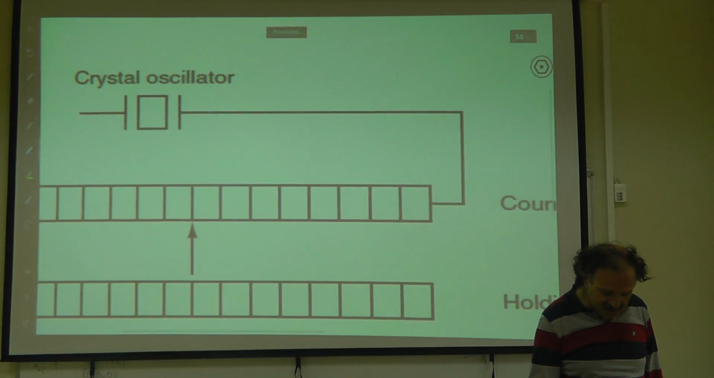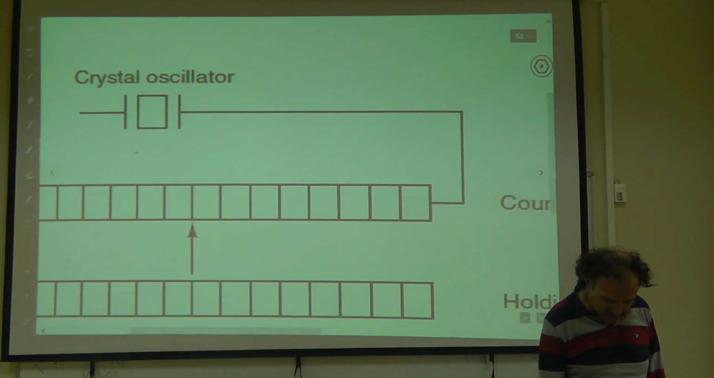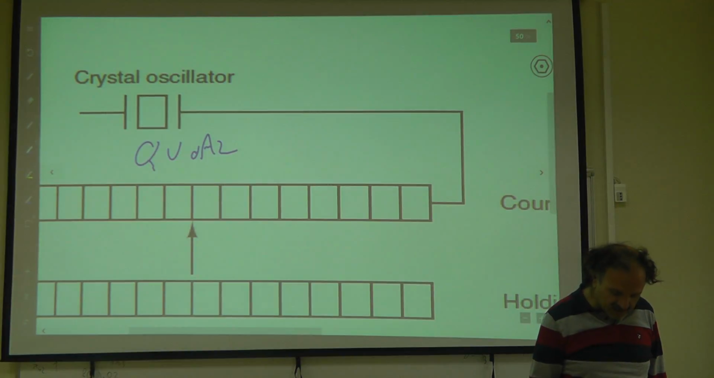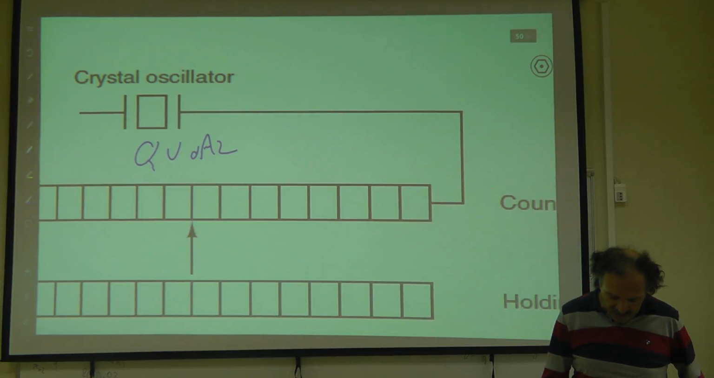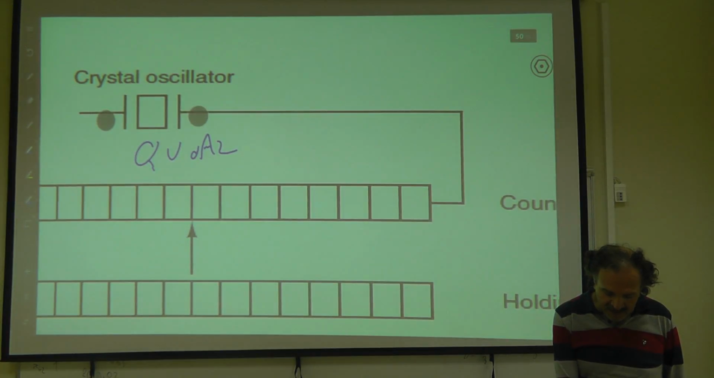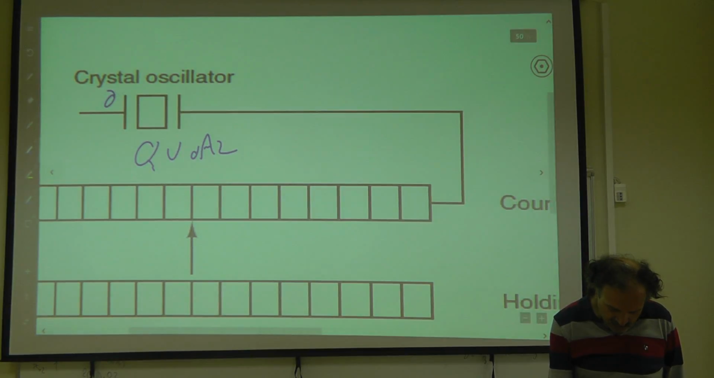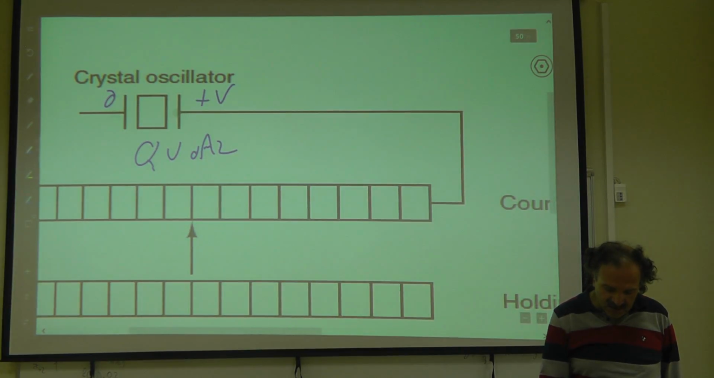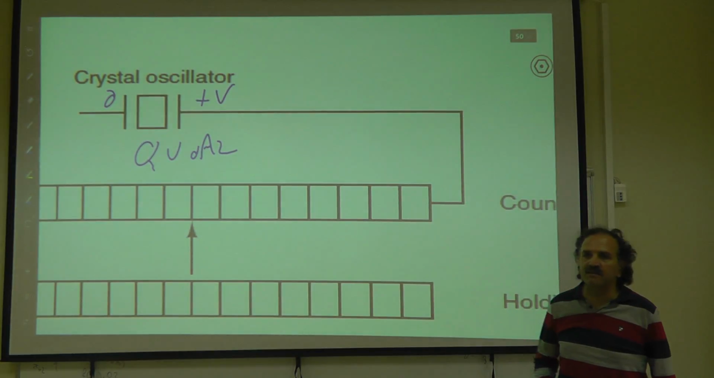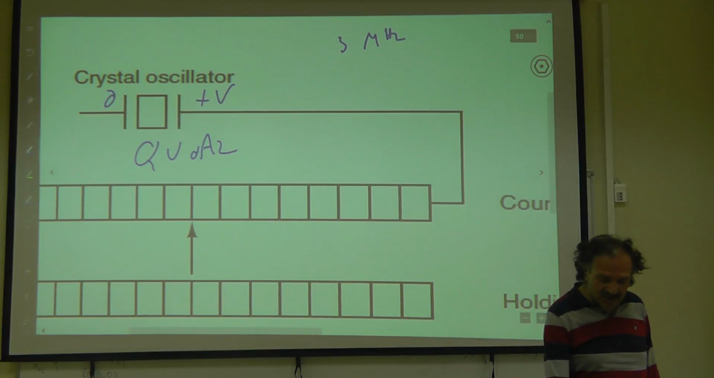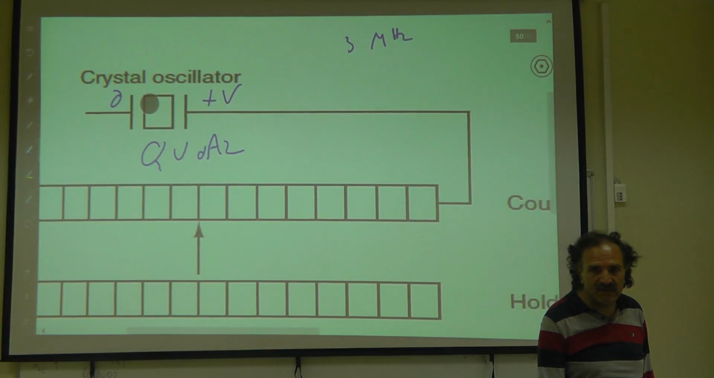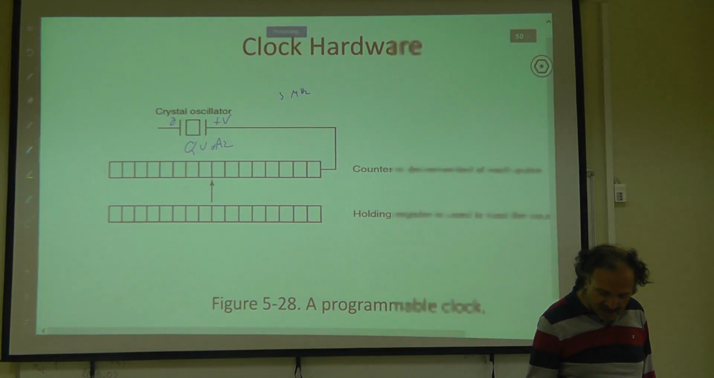They have a quartz crystal. If you keep this quartz crystal pressurized on special equipment and apply a voltage, 0 to plus V, this crystal starts producing pulses at a given frequency, maybe 3 megahertz or 5 megahertz, whatever. So this crystal is producing pulses, zeros and ones, and you get those pulses and you start counting them.